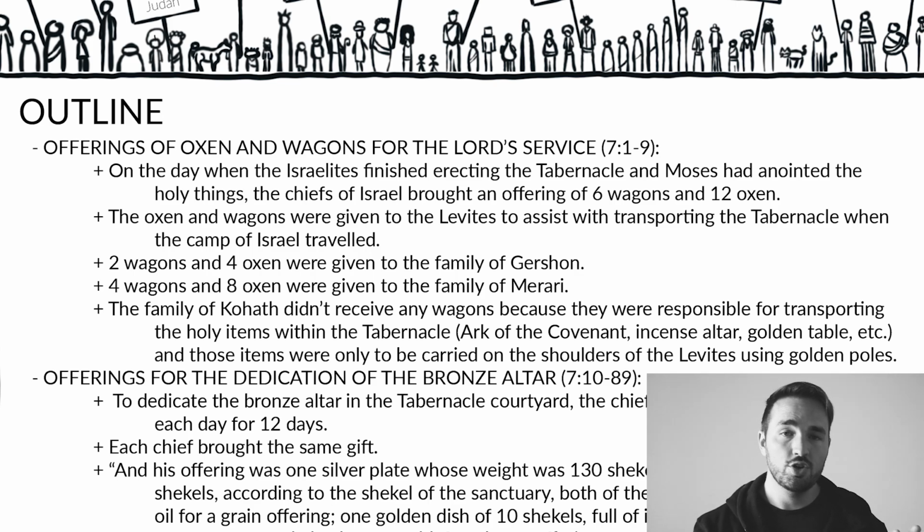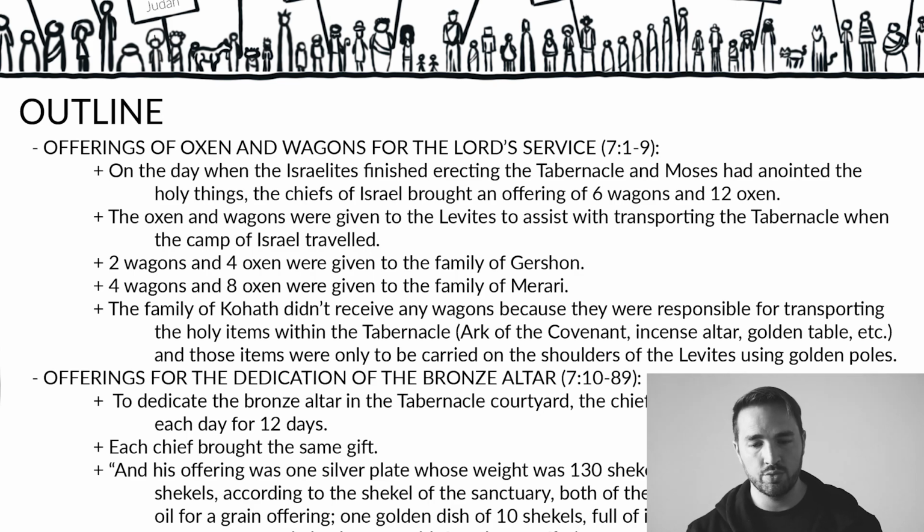There were no oxen or wagons given to the family of the Kohathites, and the reason for that is because they were responsible for carrying and transporting the holy items that were within the tabernacle, the Ark of the Covenant, the incense altar, the golden table, etc. And those items were only to be carried on the shoulders of the Levites using golden poles that had been constructed when those items were originally made.